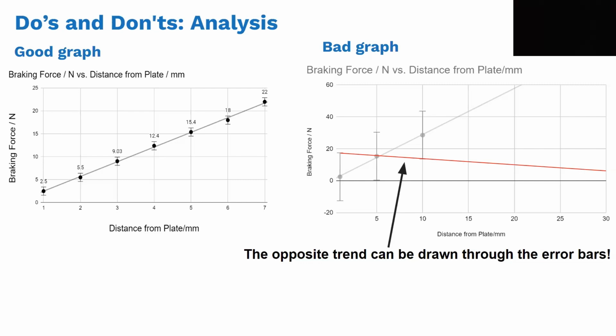If at any point in time you realize that your margins of error are accumulating to something like this size, and you can draw the opposite trend through your data points, you need to go back to your drawing board. Change your methodology, change the instruments that you're using for your experiment to reduce the size of the error bars to the point where the error bars are like the good graph, where no matter how hard I try, I cannot draw a negative line or the opposite trend through the error bars.